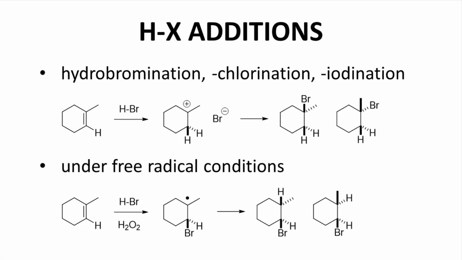Let's talk about HX additions to alkenes. These involve additions of H and X, a halogen, across the alkene pi bond. These reactions normally require just HX, a mineral acid. The reaction starts with protonation of the alkene to make a carbocation. The resulting carbocation is attacked from either the top or bottom face to give the product.